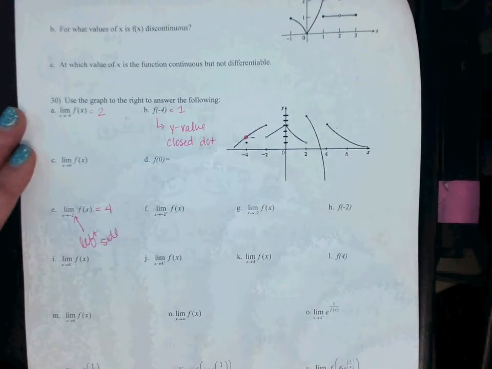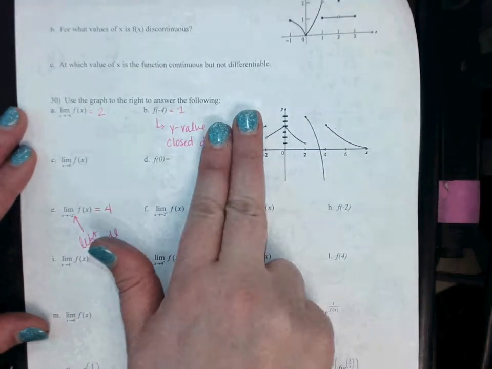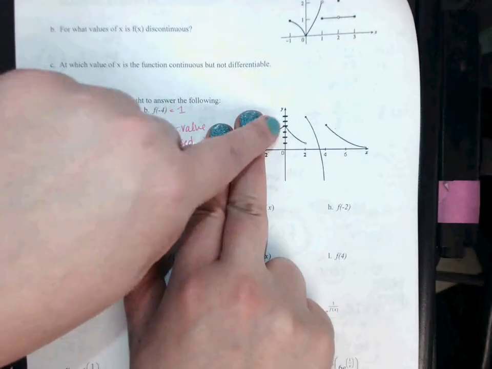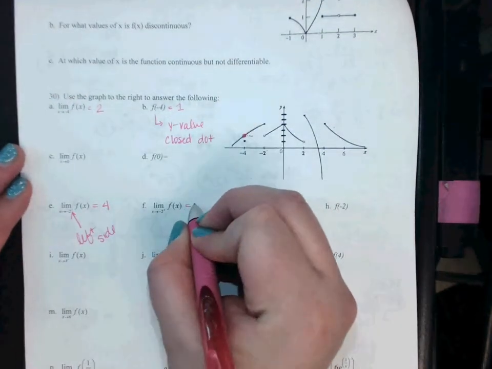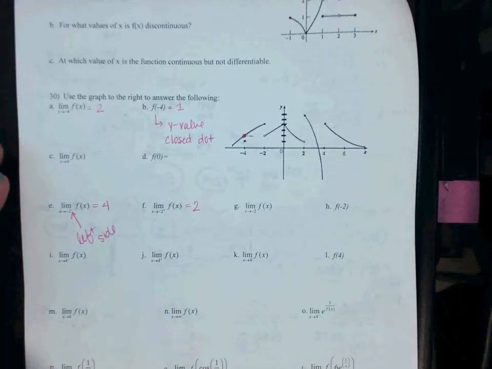Okay, other side, I want to cover up the left. I want to look at it from the right. So I'm covering up negative 2 over. Where does it look like it's headed to? 2. Okay, if my left limit is 4 and my right limit is 2, what's my overall limit?